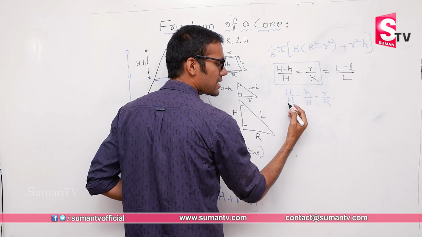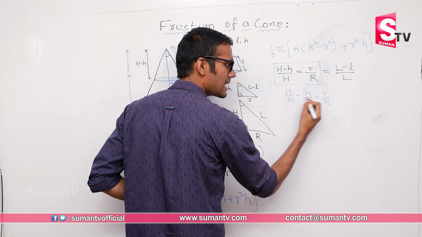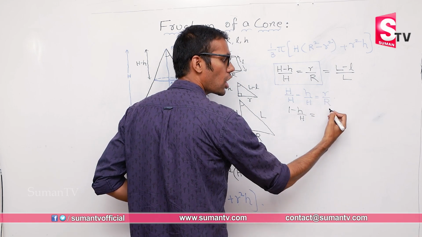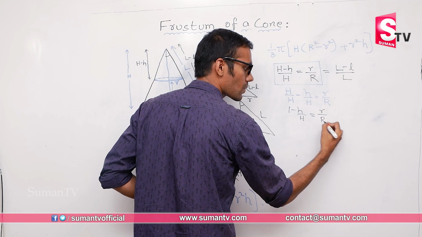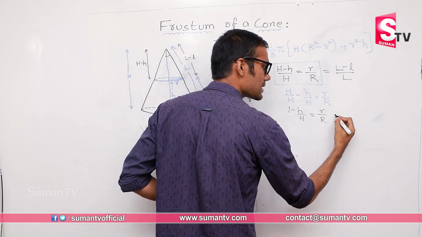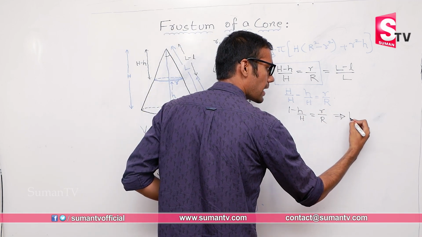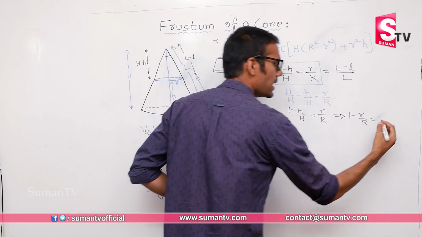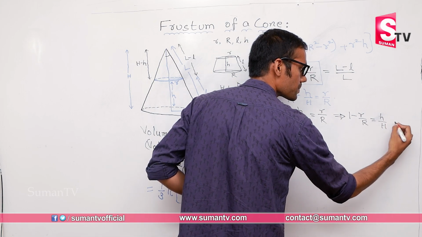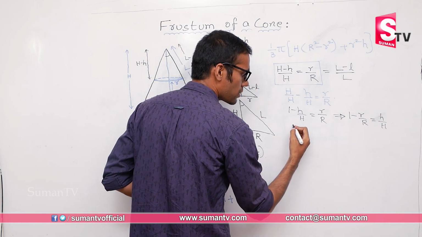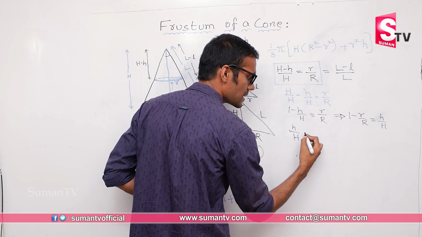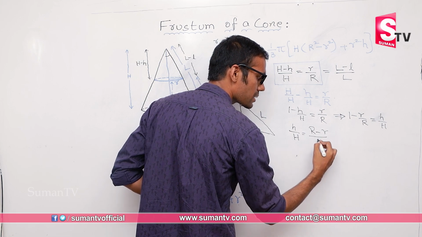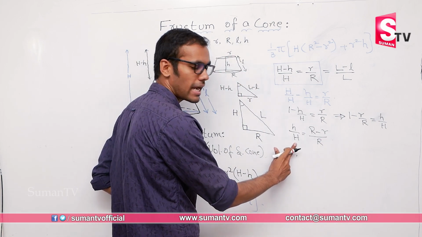Now capital H can be cancelled, so I can write it as 1 minus h by capital H is equal to small r by capital R. Further, I can write it as 1 minus small r by capital R is equal to h by capital H. So what will I get? Small h by capital H is equal to capital R minus small r divided by capital R. But we want the value of capital H.